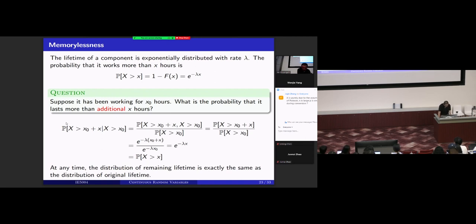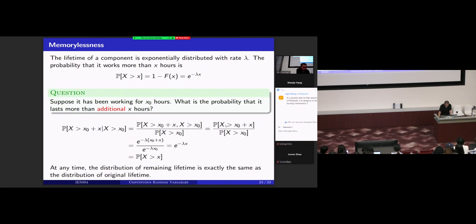According to the definition of conditional probability, it is equal to the probability of the intersection over the probability of the condition, right? For the intersection, if a random variable is bigger than x0 plus x, and the random variable is bigger than x0, as long as the first event happens, the second event must happen. So the intersection of these two is just the first event, right?